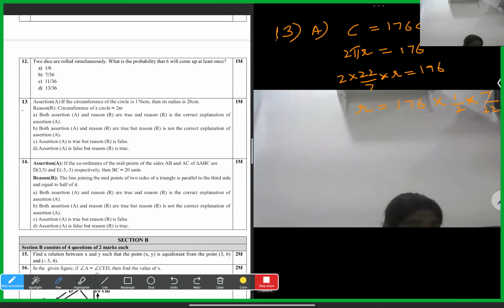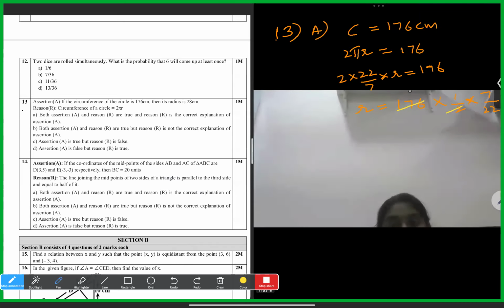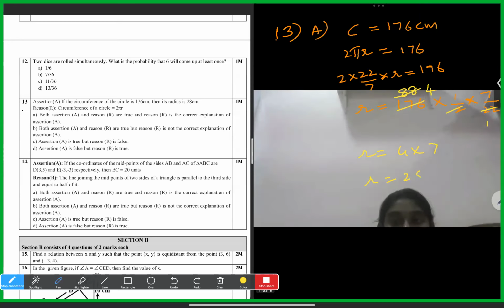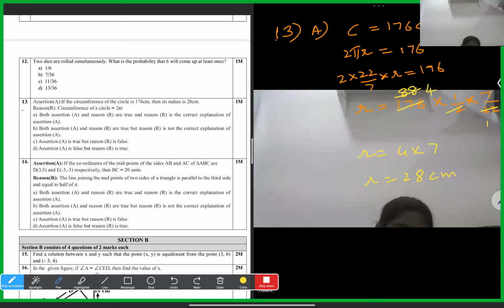So 2 and this 176 will get cancelled. 2 eights are 16, or 88. Okay, 22 ones are 22, fours are 88. We get the idea directly. 4 into 7 is 28. Correct? Yes, sir. Any doubt? No, sir.